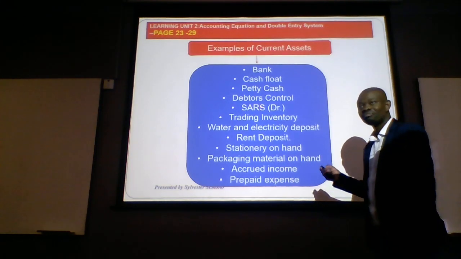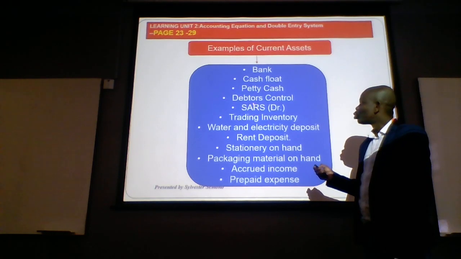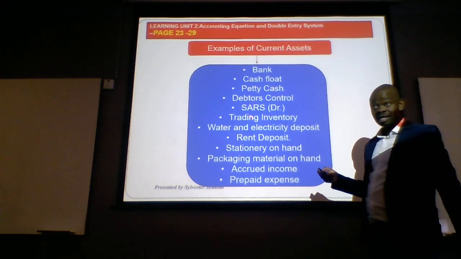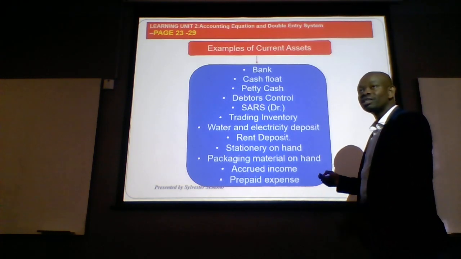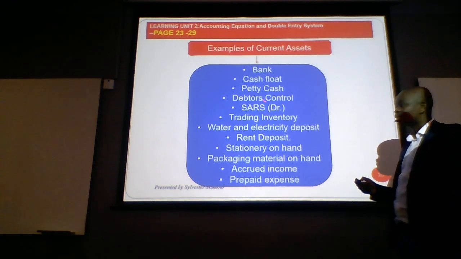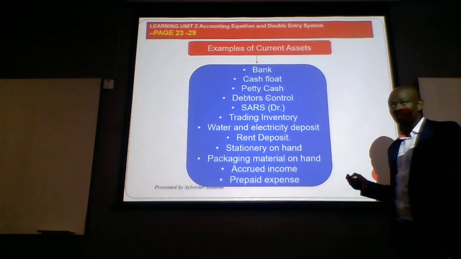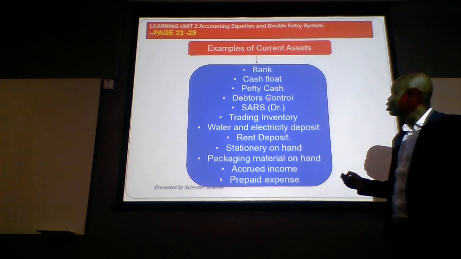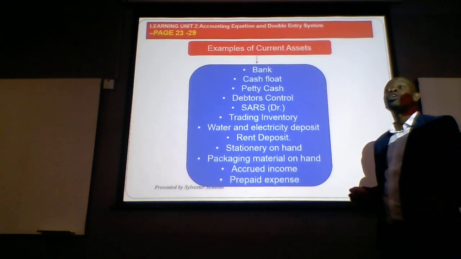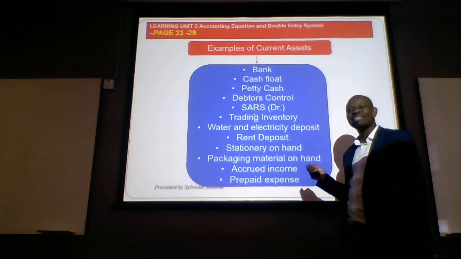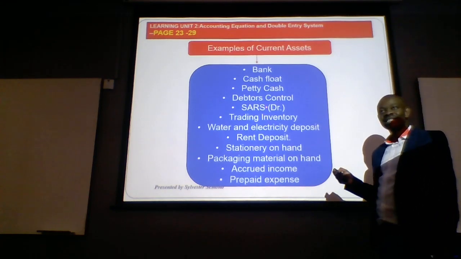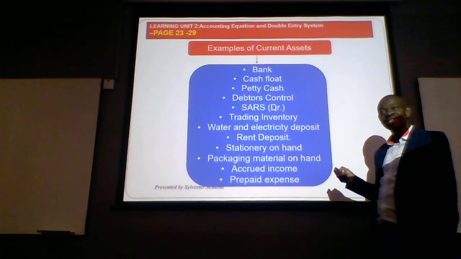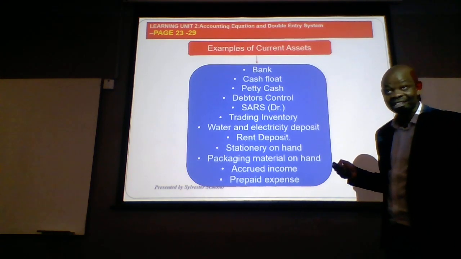Debtors control. We sell to them on credit. Those who owe us. But we should have sold to them on credit. They are our debtors. Okay. So when you sell some of the things on credit, you call them what? Debtors, because they owe you. SARS, remember, SARS can owe you, but it must show debit to show that SARS owes you. Because when it's a credit, it means you owe SARS.